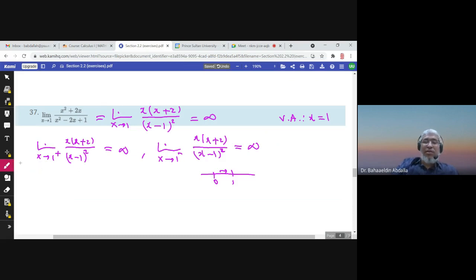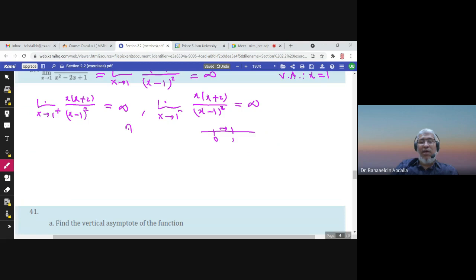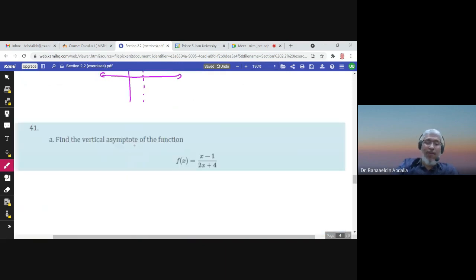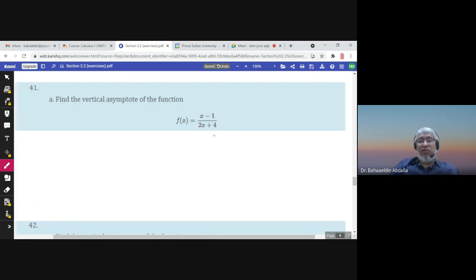And for this function, the line x equals 1 is a vertical asymptote. And the function is approaching this line from right and from left and is going to infinity. Find the vertical asymptote of this function. You find the zero of the denominator. So 2x equals -4 or x equals -2. So the line x equals -2 is a vertical asymptote.